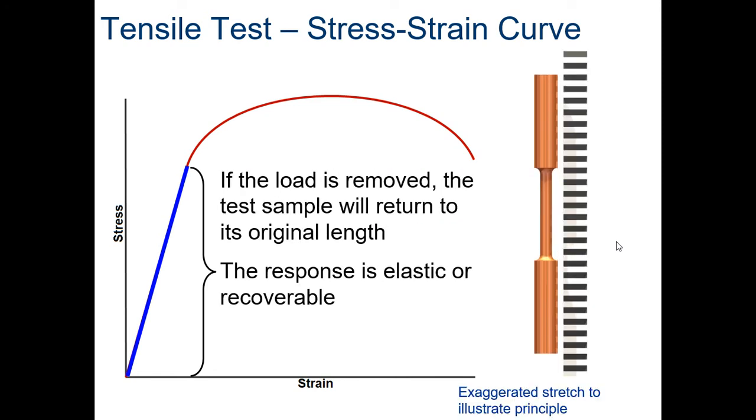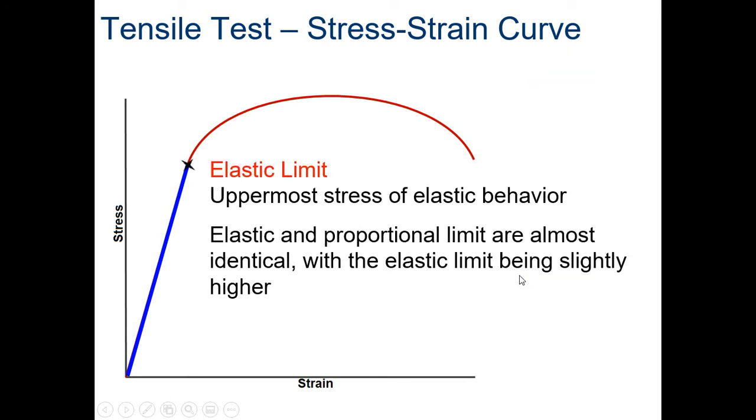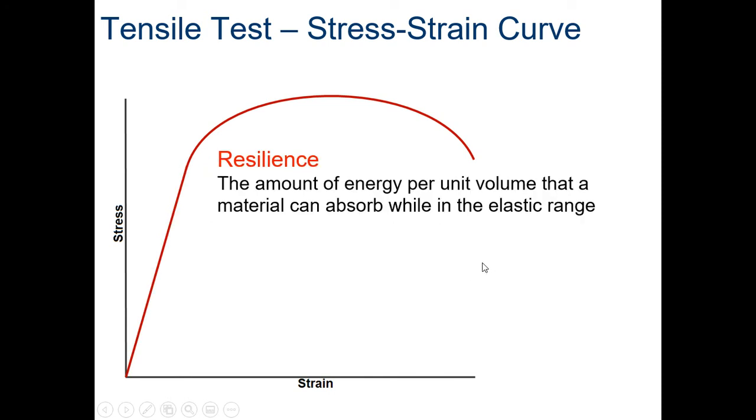Okay, if the load is removed, the test sample goes back to normal shape. But anytime after that linear part, it's going to be deformed. And that's where the necking occurs. The elastic limit is at the end of that linear line right there. The elastic and proportional limit are almost the same. Elastic limit is just a tad bit beyond it. For this class, it's going to be the exact same thing, so you don't have to worry about that.